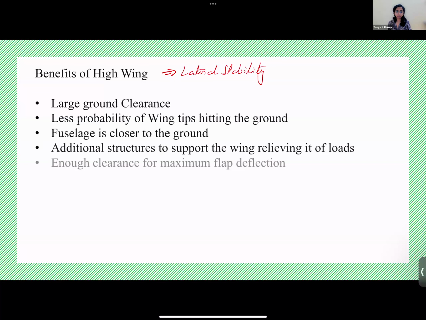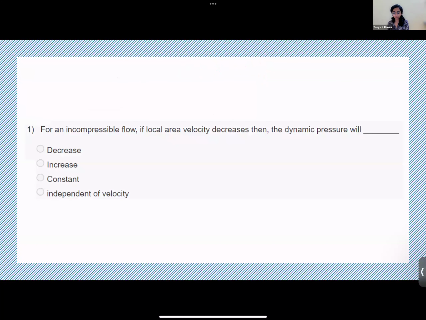Another point is that you have additional structures to support the wing. So when there's a high wing, you can have other structures that support the wing. So then you can relieve it of its loads, right? That's one reason. And another thing is that enough clearance for maximum flap deflection. So during takeoff, you can deflect your flap the maximum you can deflect. So if it's a low wing configuration, there is a limit to how much you can deflect your flap. That is not true for the case of high wing. Okay, I just thought we should go over these conditions before getting into week 4 contents.